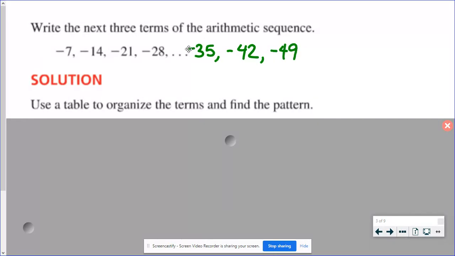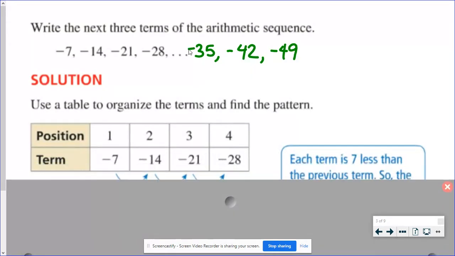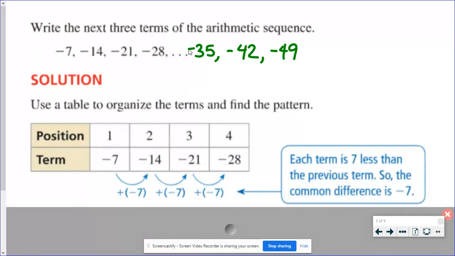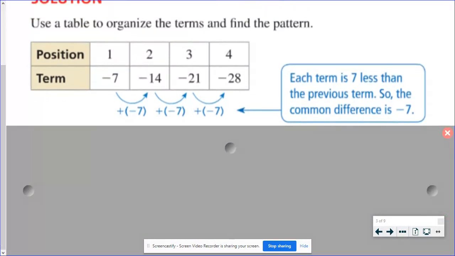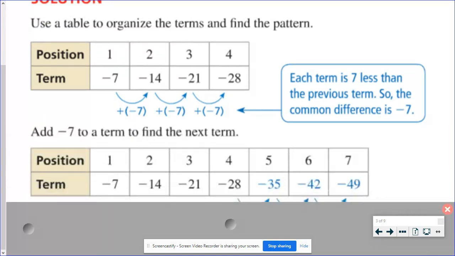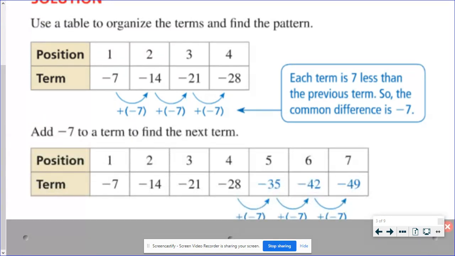The work that I have here for you is just analyzing the information that we know. We're adding a -7 to every single term, and that's how we're getting to the next term in the sequence. And then they're saying, let's just continue that pattern. You can certainly fill in a table like this if you want to, but you really don't need the table as far as I'm concerned.